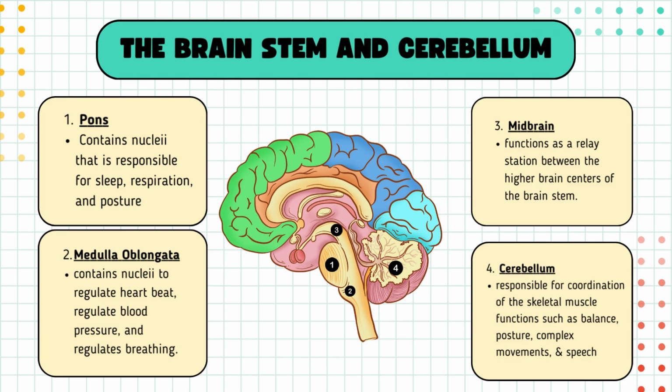Number 2 is the medulla oblongata. That is located inferior to the pons. It contains nuclei to regulate the heartbeat, regulate blood pressure, and regulate breathing. And number 3 is the midbrain. That's going to be a little above the pons, a little to the right. It functions as a relay station between the higher brain centers and the brainstem.